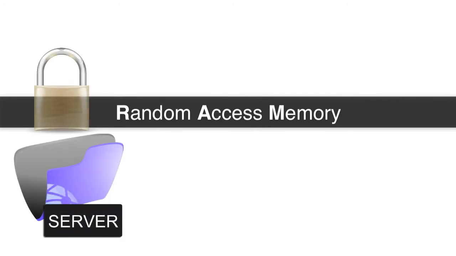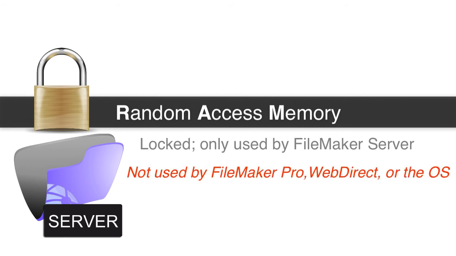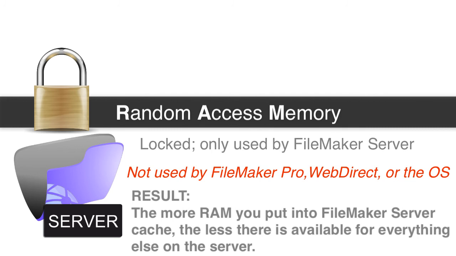This is random access memory that FileMaker Server is locking up to only be used by it. If it's only used by it, it can't be used by anything else. It's not being used by FileMaker, it's not being used by WebDirect. It certainly isn't accessible to the operating system. And the net result is that the more RAM you put into FileMaker Server cache, the less there is available for everything else on the machine. And that's why it's really important, and frankly it's the only dynamic adjustment you've got running FileMaker Server.